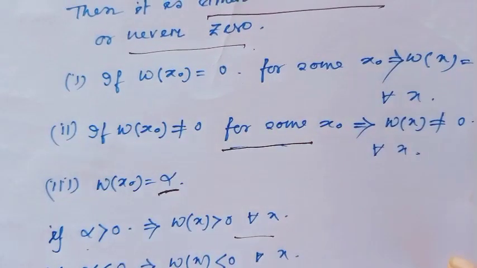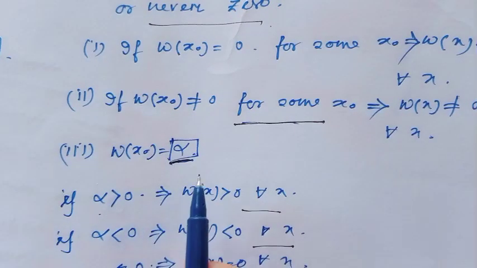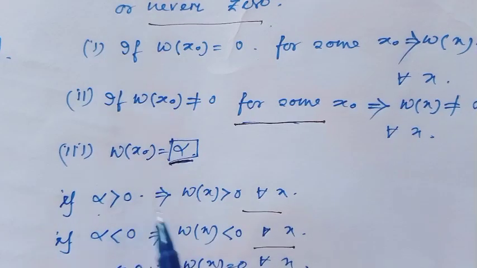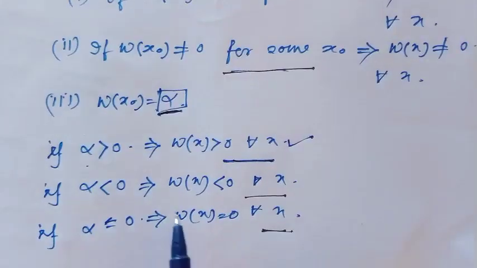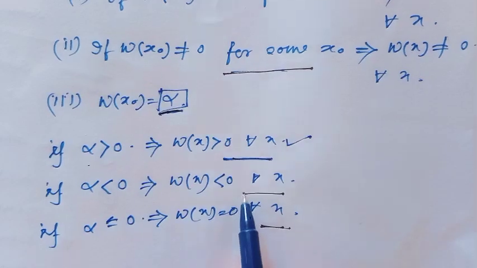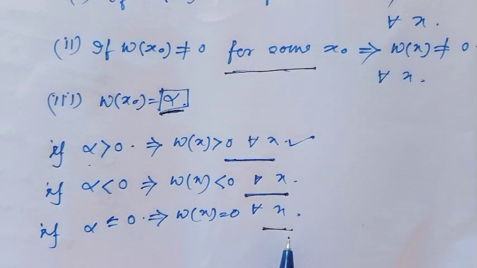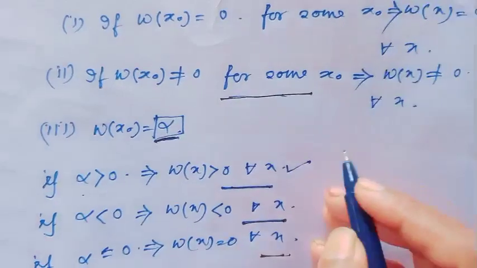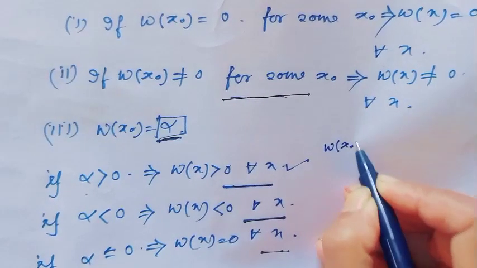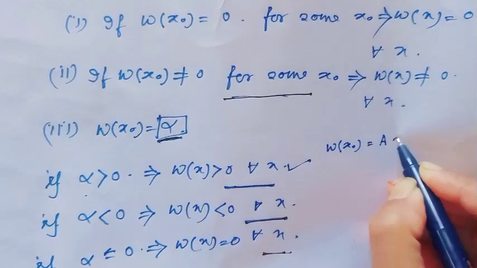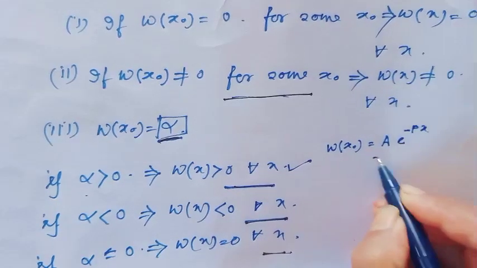And if the Wronskian at x naught is alpha, which can be any value, this depends on alpha. If alpha is greater than 0, then the Wronskian is strictly greater than 0 for all x. If alpha is less than 0, then the Wronskian is strictly less than 0 for all x. If alpha equals 0, then the Wronskian is 0 for all x. This is true because the Wronskian at x naught would be capital A times e to the power of some minus integral of p dx, whose value would be alpha.